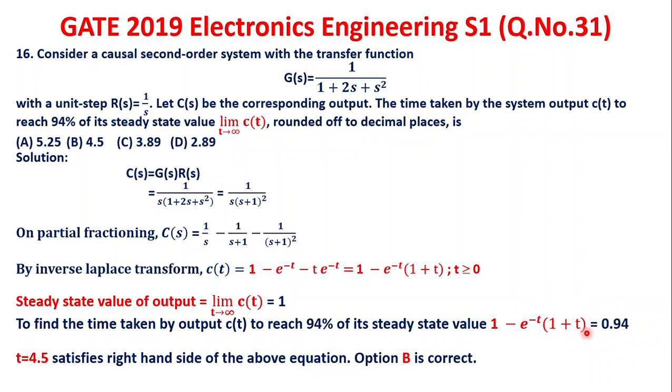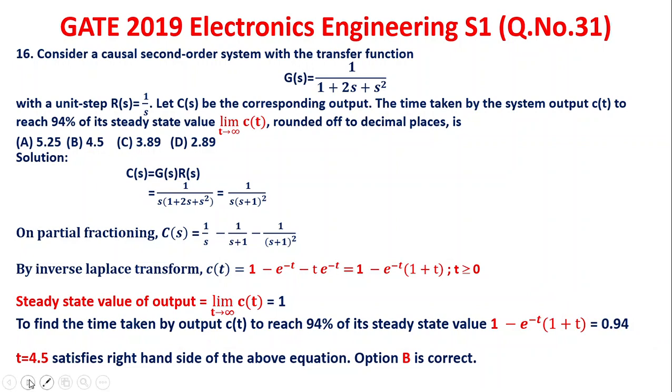So equate this to this. You solve this maybe by taking the natural logarithm on both sides, or you can use your calculator and find out. If you substitute t equal to 4.5, you will get the right hand side. Anyway, you solve this and check it out. So t equal to 4.5 fits. Since the options are given, you can substitute one of these options and check. Otherwise, you have to solve. Options are given, it is not a numerical answer type, so our job is simple. 5.25 will not satisfy. 4.5 is satisfying, so option B is correct.